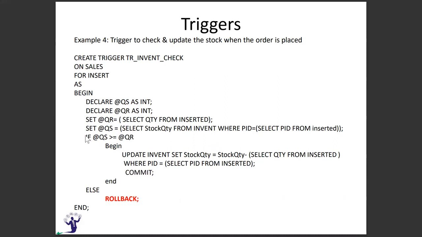If this block does not execute successfully, then all the things that we have done get rolled back. In the else we have put rollback. So if it does not execute successfully, in the else we are rolling back everything to the previous point where we started this transaction, and nothing will be changed.